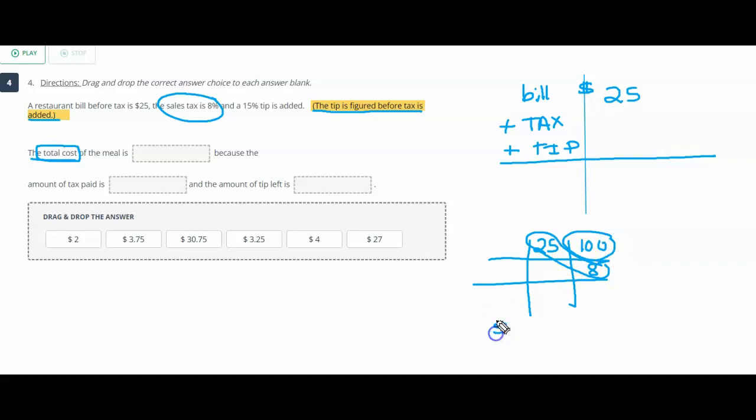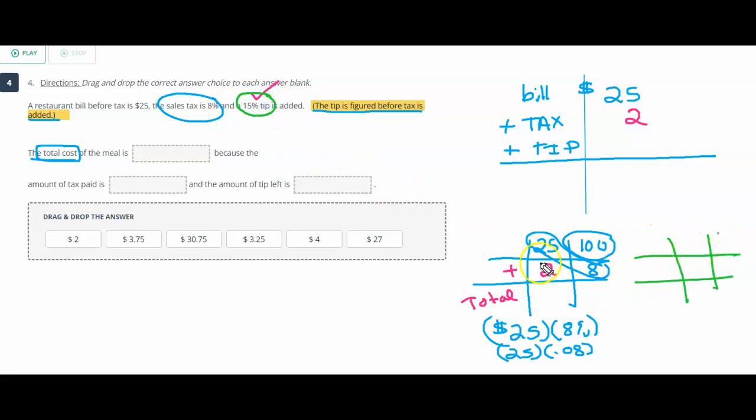That would be to take $25 times 8%, which means 25 times 0.08. Any way you can get the tax, there's different ways, but when you get that tax, we should end up with $2. Now, normally you could just add this and you could get the total price. But in this particular problem, we're also having to find the tip. So the tip is how much?